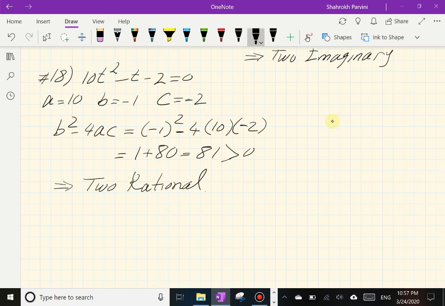And that's all we're doing in this section. So hopefully now you're able to understand what we mean by nature of solutions to quadratic equations.